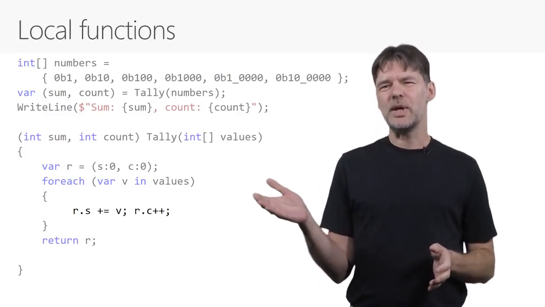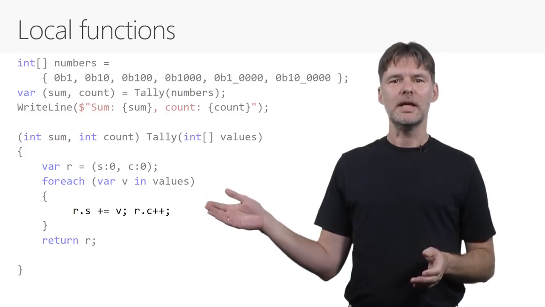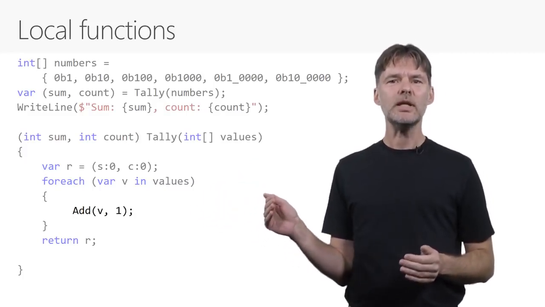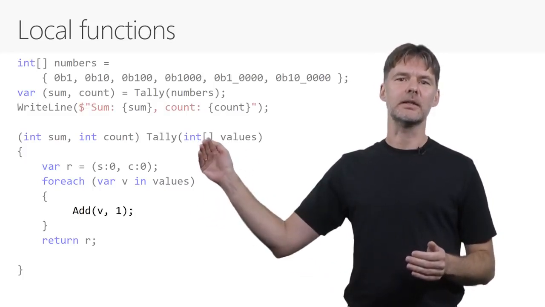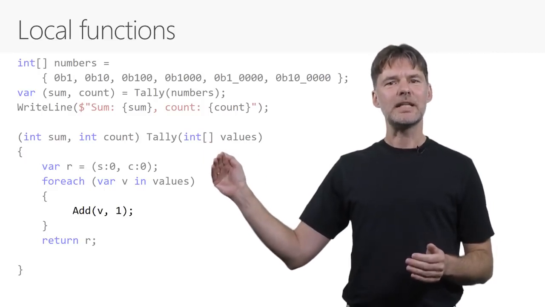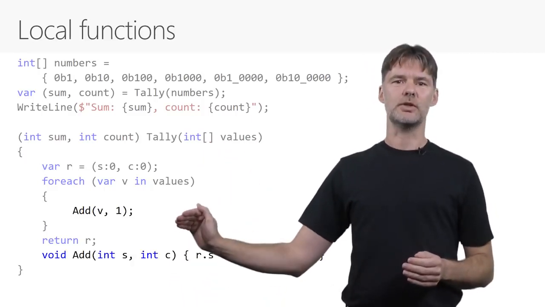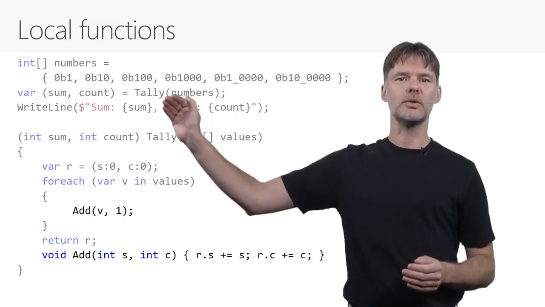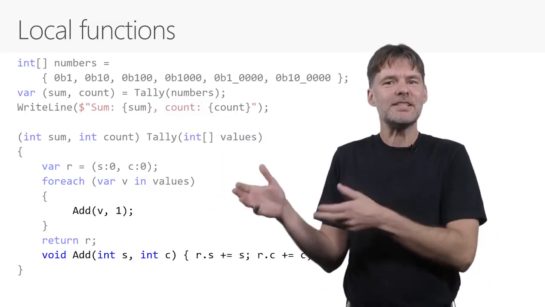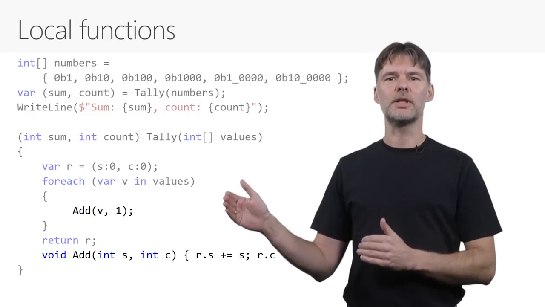Now let's talk a bit about local functions. Say that I want to abstract out the way I add to r into an add method, but I want it to be able to modify r directly. I can now do that by declaring add inside of the tally method. This is called a local function. It has access to all the local variables of the enclosing scope, but can itself only be used inside the scope it is declared in.